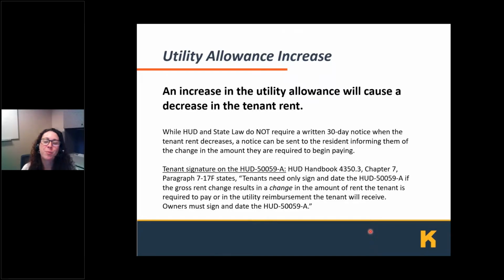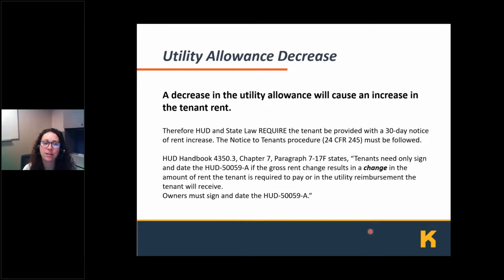All right, but many of you are very familiar with utility allowance decreases, especially since the factor is causing these to decrease. A decrease in your allowance is going to cause an increase in your tenant rent. This means that HUD and state law require the tenant to be provided a 30-day notice of rent increase. So it's going to trigger the notice to the tenant's procedure that can be found in 24 CFR 245. We're going to talk about that up next. And again, those tenants are going to need to sign that 50059A along with the owner agent because their rent is changing.